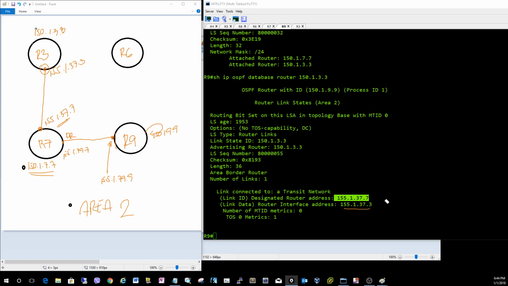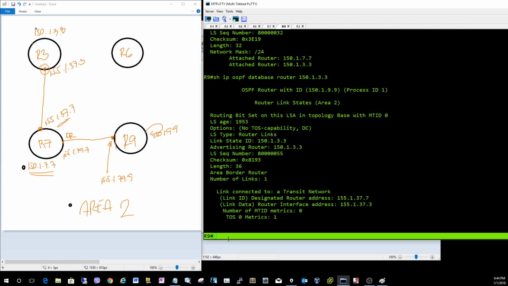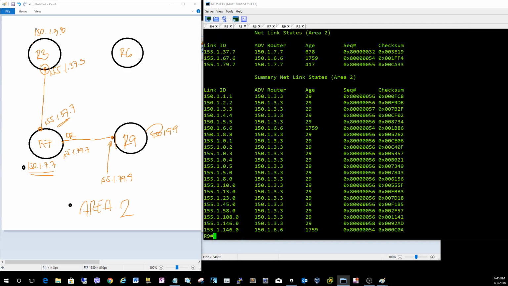Okay, so let me erase this one. Let me repeat that: we are still on router 9 and we're drawing out the OSPF topology for area 2. So if we go back to show OSPF database, we've solved this part, which is that guy. We've solved this link right here, which is this guy. How about this link?